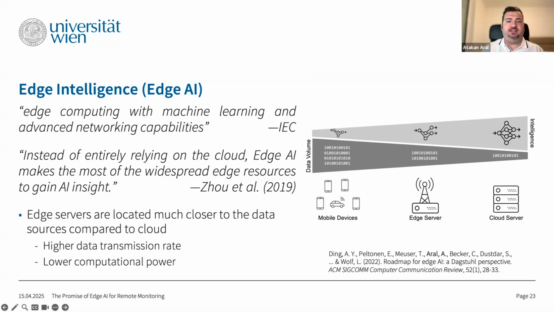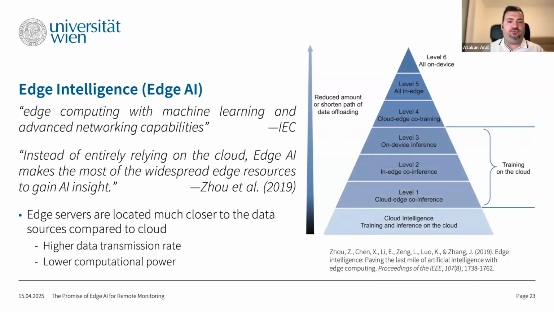Yeah, so it's basically a trade-off between computational power and data transmission rates. Between edge computing and the sensors, we have a higher data transmission rate but lower computational power, and vice versa in the cloud. And there are different ways of deploying edge intelligence. For example, the highest level could be deploying everything on the device. So there is no central server, everything is trained on the device, and inference is also on device, of course. But there could be, as I said, different levels.